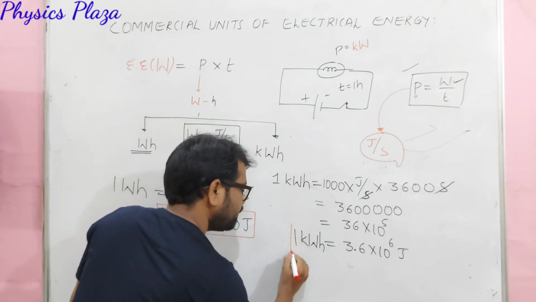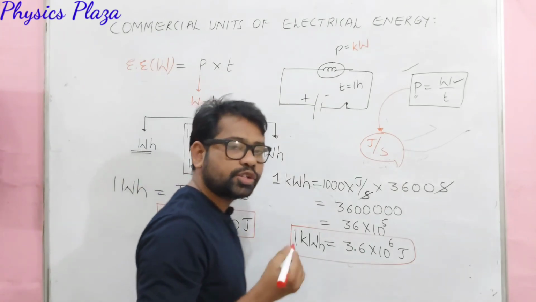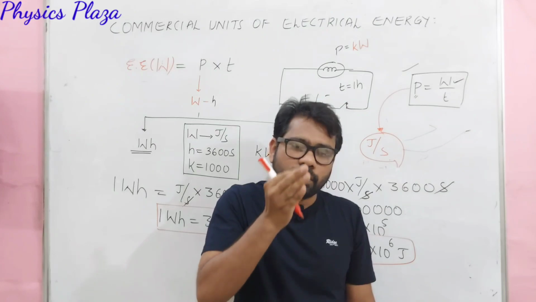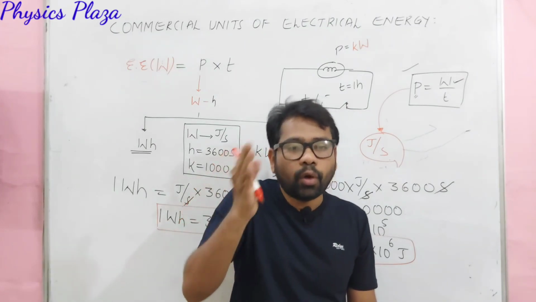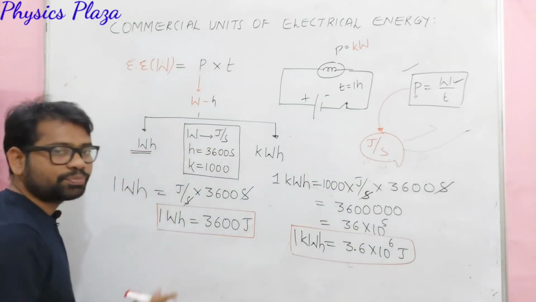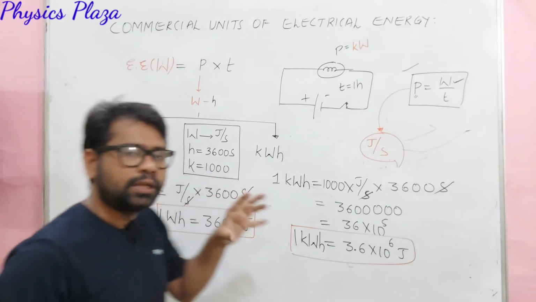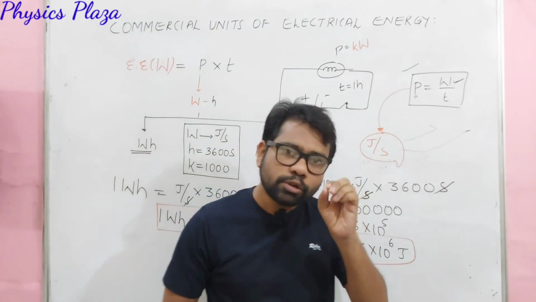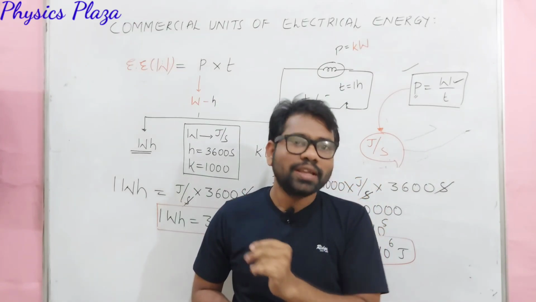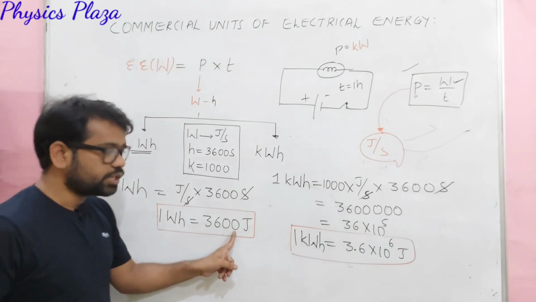Children, this is a very important examination point. Even when we are solving numericals, whenever they ask us to convert electrical energy from kilowatt hour to joule, watt hour to joule, or joule to kilowatt hour, we will use these relations only. Once again, let us see what a watt hour is. The electrical energy consumed by an electric appliance of power 1 watt in 1 hour is called watt hour. 1 watt hour is equal to 3600 joules.